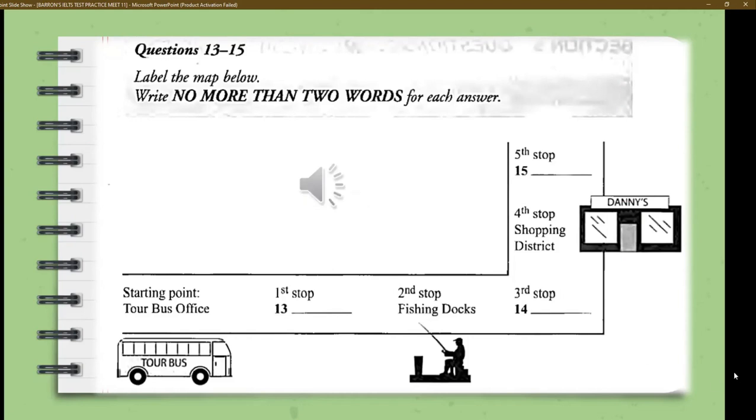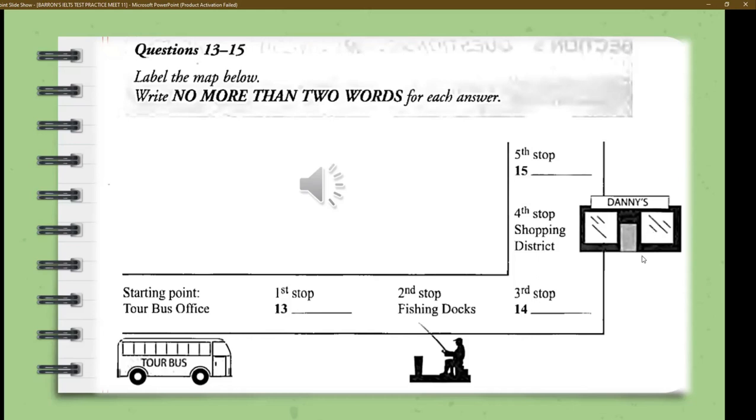Our buses run every hour on the half hour, starting at 8:30 a.m. Our most popular tour is the Centre City Tour, which goes to all the major attractions in the centre of the city. From the starting point here at the tour bus office, the bus goes to the first stop, Hill Park. As you may guess, this park is located at the top of a small hill. The next stop is the fishing docks. Following that, the bus goes on to the third stop, Bay Bridge, located at the foot of the bridge which crosses the bay. The fourth stop is in the shopping district. Then the fifth and last stop is at Green Street.